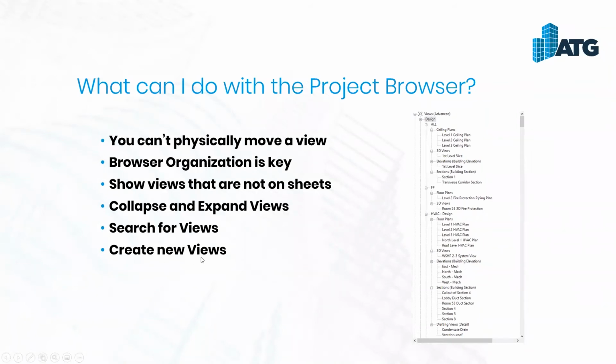We also have the option where we can go in and create new views in the project browser. If you've never done that before, let's say if you go down to schedules, you can right click on schedules. It's going to give you all the different types of schedules that you can go in and create. And you don't have to go up to the view, click on schedules, click the drop down. You just do that directly within the project browser.